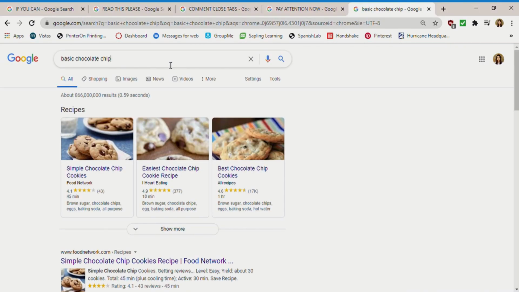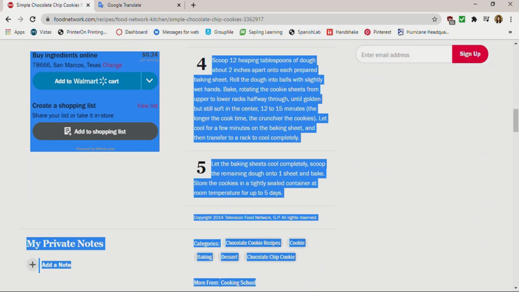So what are we doing today, you ask? I went online and found the most basic recipe that I could find: chocolate chip cookies. What I did is I pasted it into Google Translate, translated it into about 4 to 5 different languages, and then I printed it out, and we're going to bake them.